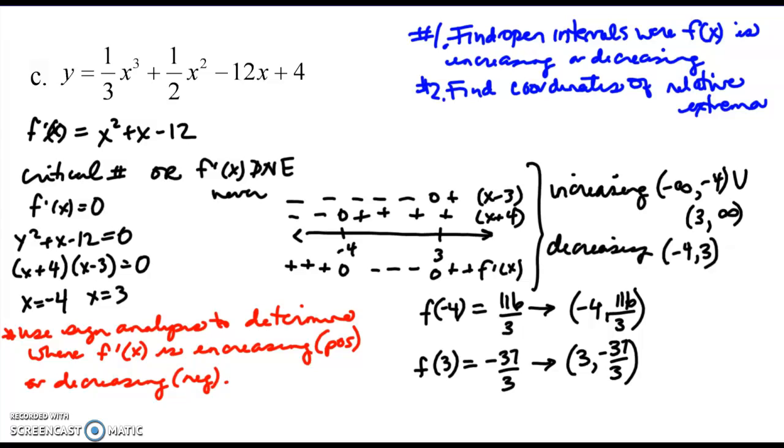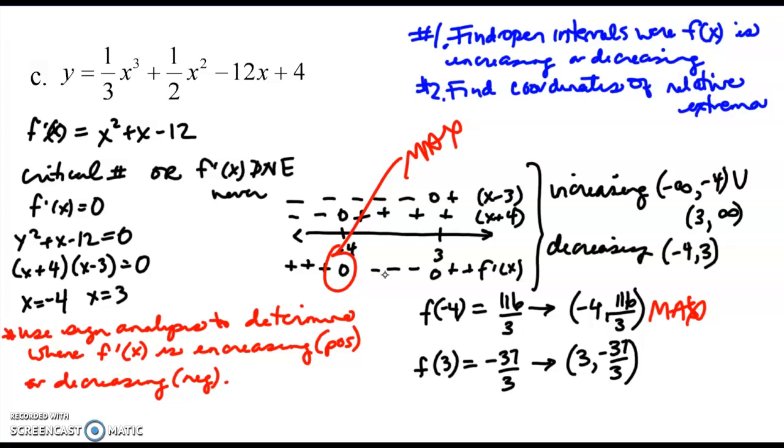Okay, which of these is the min and which is the max? Look back at your first derivative test. It says, let's look at the sign analysis: when the derivative is going from positive, so it's going up, and then turns to negative, going down, that would be a max. Okay, that's this one, the max is here.